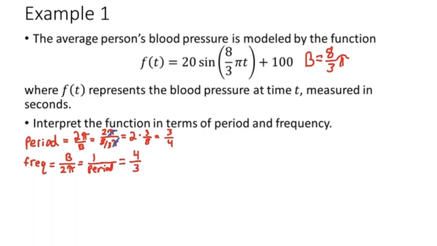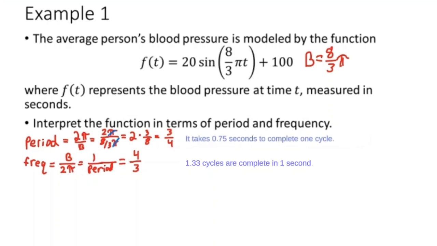What are a few of the interpretations of the period and the frequency? Well, the period represents the amount of time it takes for a sinusoidal function to complete one cycle. So in this problem, it would take 0.75 seconds for our blood pressure to complete one cycle. Because the frequency is 4/3, that tells us that 1.33 cycles of this person's blood pressure is complete in 1 second. Further interpretations of the period do also depend on what specifically you're looking at.